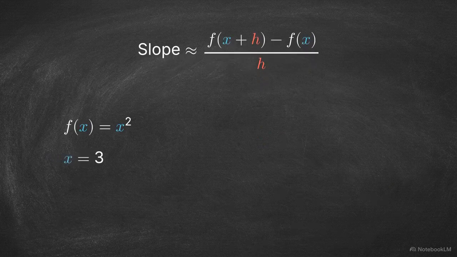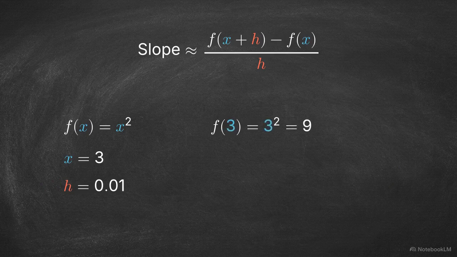F of x equals x squared. We'll start at an input where x is 3, and we'll use h to represent a tiny step forward. Let's make h exactly 0.01. First, we calculate our baseline. If we plug 3 into our x squared equation, 3 squared gives us an output of 9.